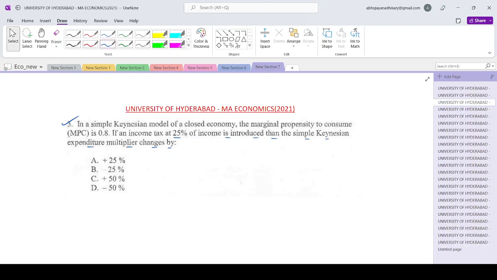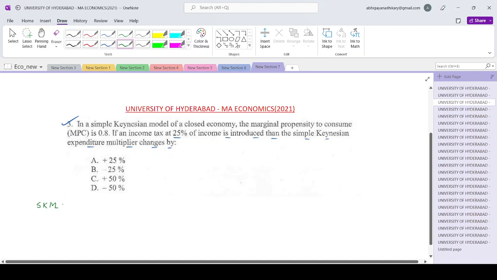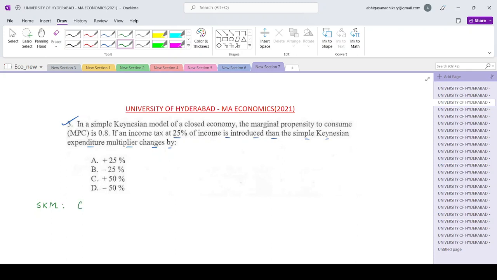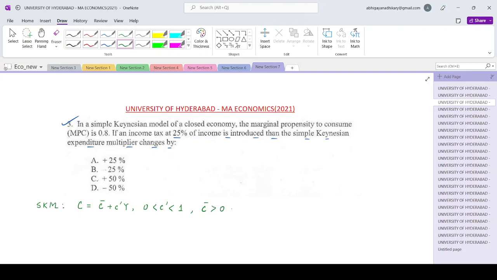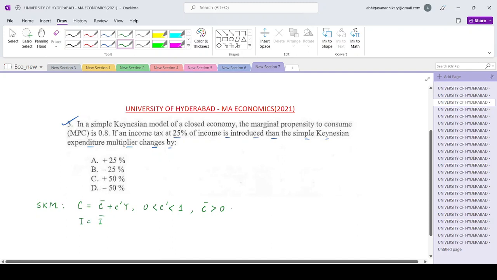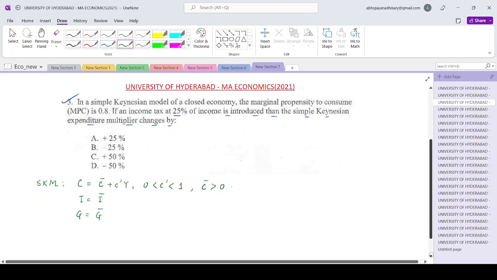Okay, so now let me just write down the setup of the simple Keynesian model in case we have forgotten. The simple Keynesian model, which in short we write as the SKM. What are the basic structures driving it? The consumption function is given by C bar plus C prime Y, where C prime is the marginal propensity to consume, which lies between 0 and 1, and C bar is the autonomous component of consumption, which is greater than 0. Investment is autonomous, I equals I bar, and the government expenditure is also autonomous, decided by the government.